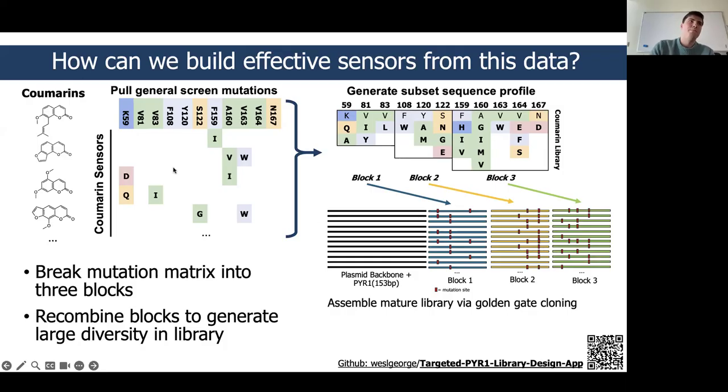I'll highlight in the bottom right here, I created a Shiny app that lets you pull the data from the paper, or you can upload your own sequence profiles yourself to generate FASTA files. So if anybody wants to make their own libraries, I have an app that can help you generate these pairwise substitution combinations yourself and do that really quickly and easily.